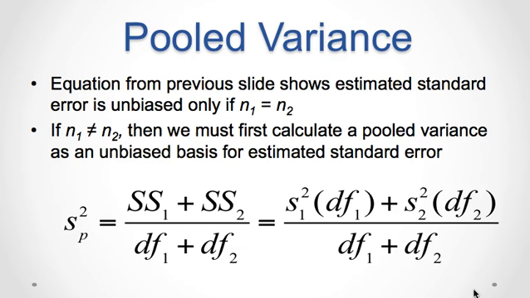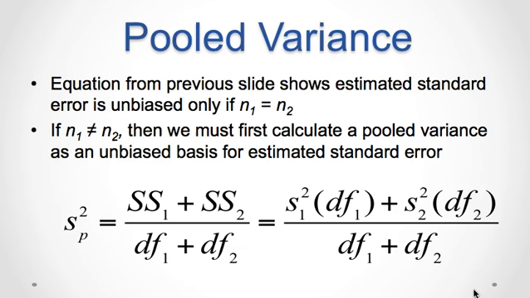The formula for calculating pooled sample variance when the sample size is different in each group is: pooled sample variance equals the sum of squares from sample 1 plus the sum of squares from sample 2, divided by the degrees of freedom from sample 1 plus the degrees of freedom from sample 2. The second formula is equivalent: pooled variance equals the variance times the degrees of freedom from sample 1 plus the variance times the degrees of freedom from sample 2, divided by the degrees of freedom from sample 1 plus the degrees of freedom from sample 2.